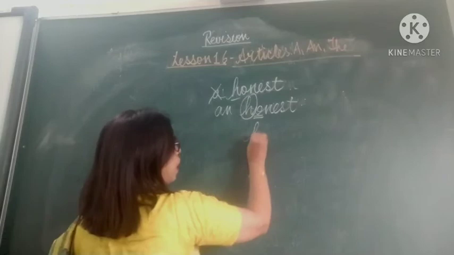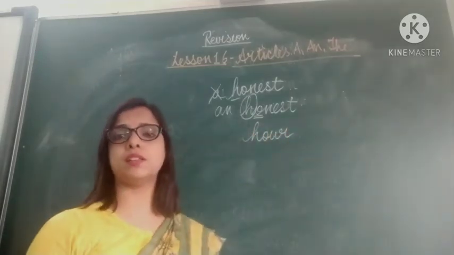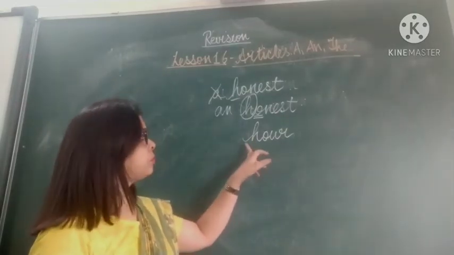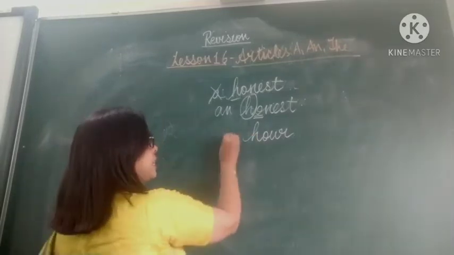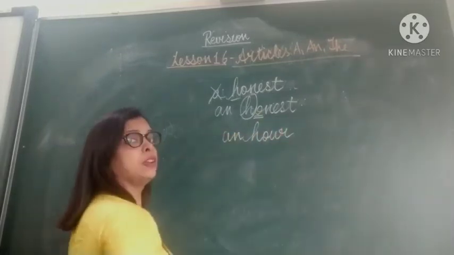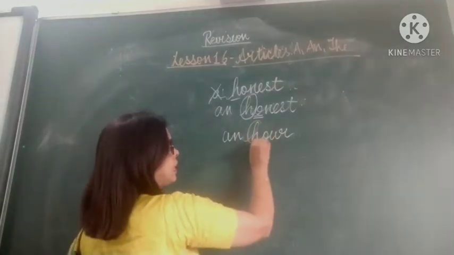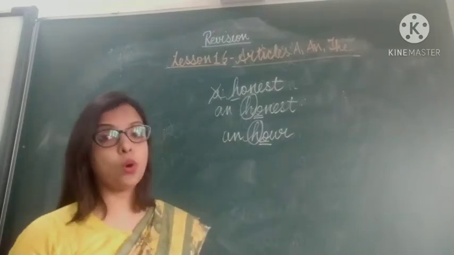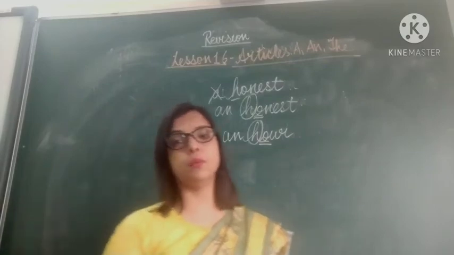If you write hour, H-O-U-R, don't pronounce it as our, okay? It is hour. Then we write, it is also starting with H, but still we are writing an hour. Then, why are we writing an hour? Because H is silent here and it is giving the sound of O, and O is a vowel, so we write an, okay? An honorable, okay?